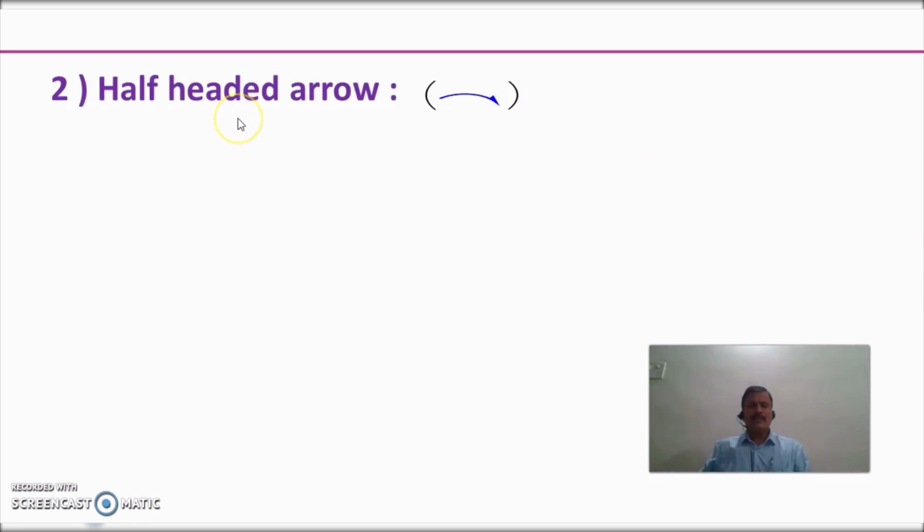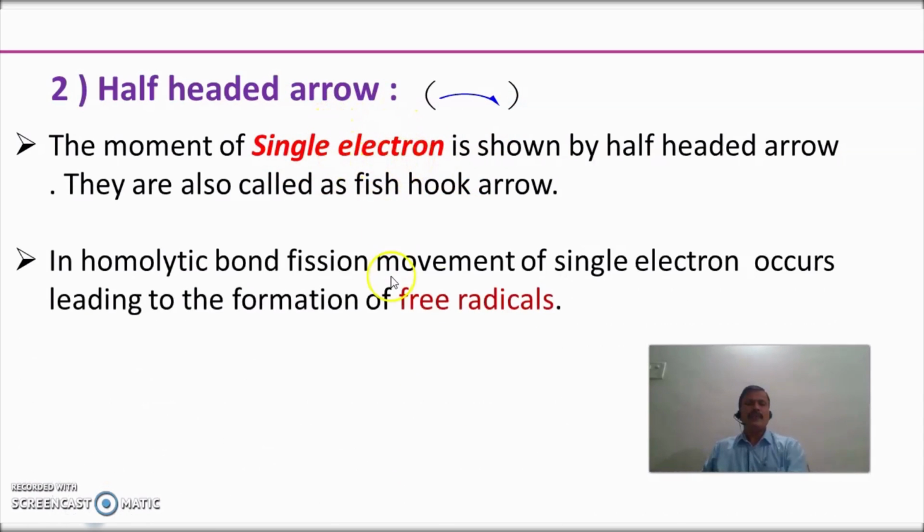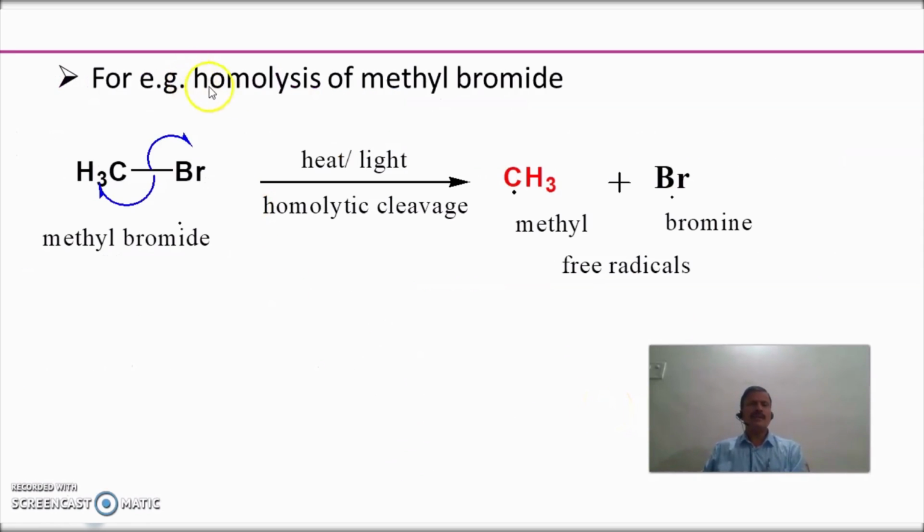The second type of curly arrow is the half-headed arrow, shown as a fish hook arrow, and it represents the movement of a single electron, where it forms a free radical. It occurs in homolytic fission processes where the bond is broken symmetrically. Therefore, it is used to show free radical mechanisms during the reaction course. For example, here is homolysis of methyl bromide.